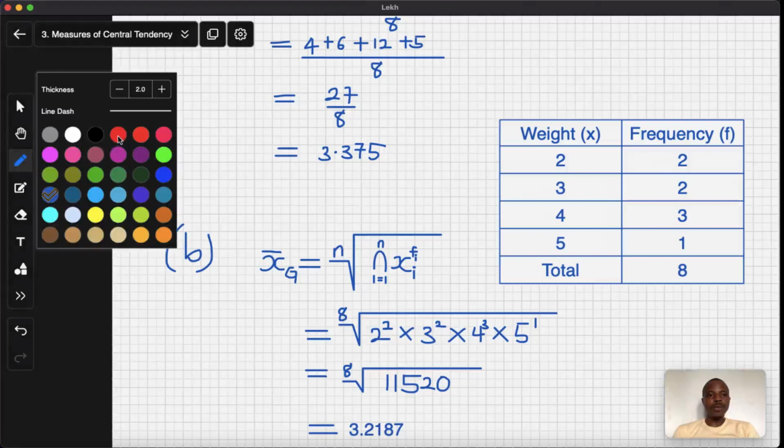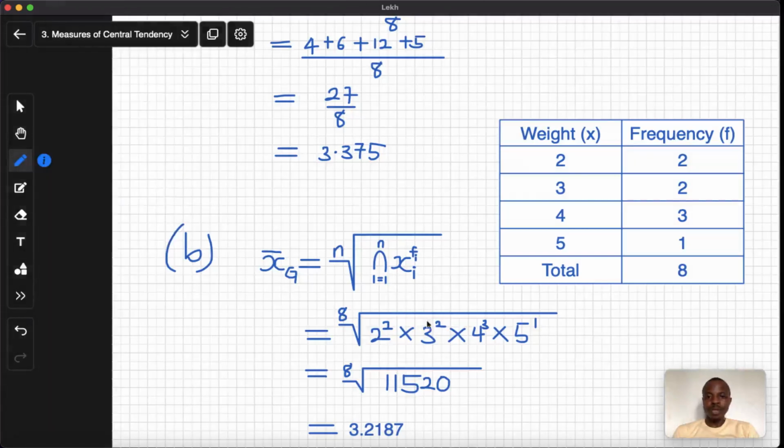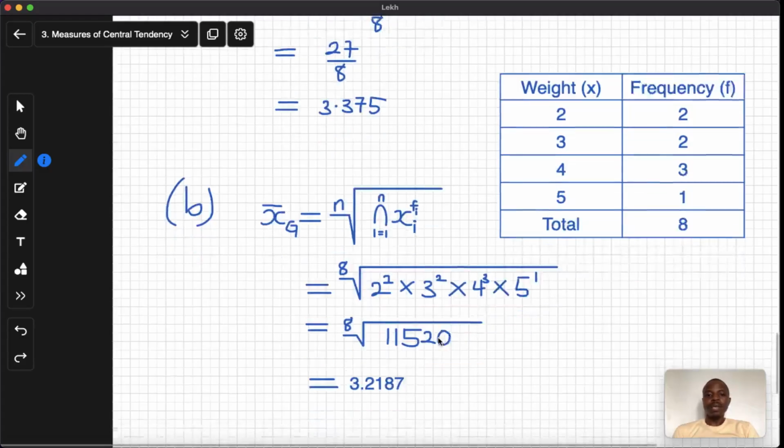Then we go on to 3. 3 appears 2 times, so 3 raised to the power of 2. So the frequency is 2. All right, so 4 here is raised to the power of 3, the frequency. So 5 here, raised to the power of 1. So each number is raised to its frequency. That's how we obtain this.